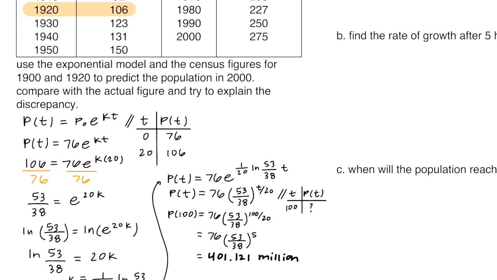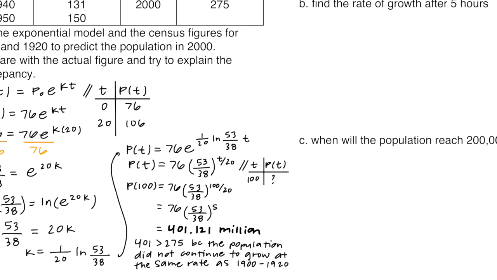And then finally it says compare the actual figure and try to explain the discrepancy. And so we got 401 million, but from the table we have that in 2000 there's only 275 million people. And I just wrote it out that 401 million is more than 275 million because the population did not continue to grow at the same rate as it did from 1900 to 1920.